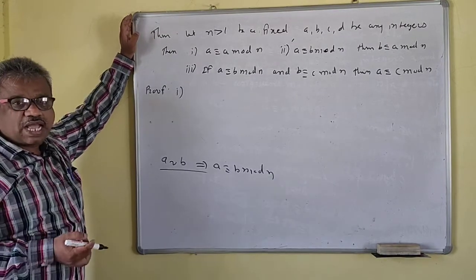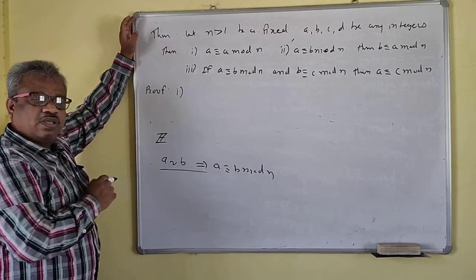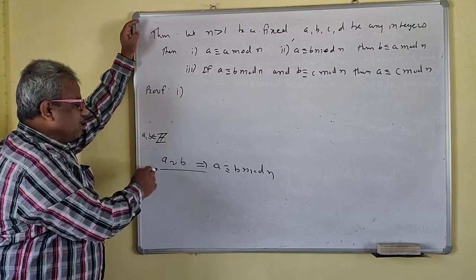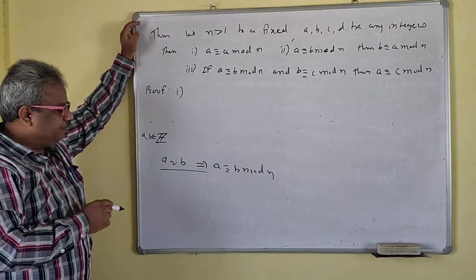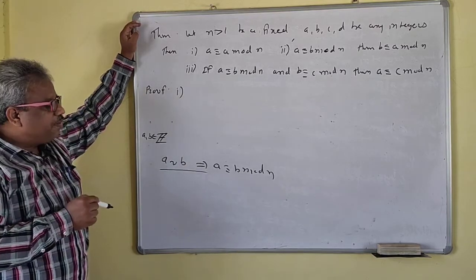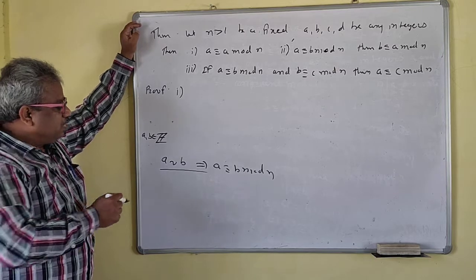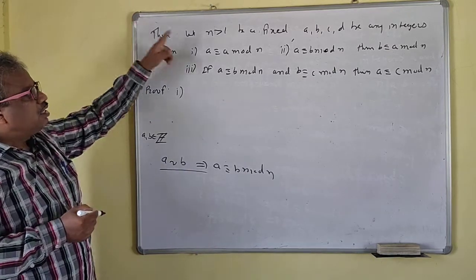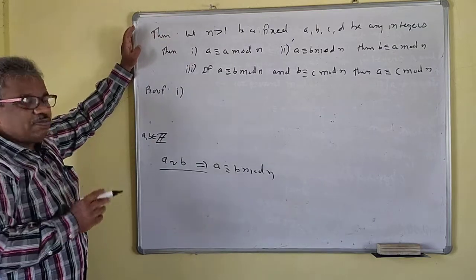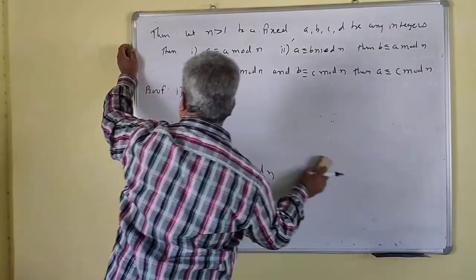So if the question is asked like this: we define the relation on Z, for a, b belonging to Z and n a fixed positive integer, a is related to b if and only if a is congruent to b mod n. Then show that this relation is an equivalence relation. You just have to prove these three, and that will show it is an equivalence relation. Okay, so we'll check how to prove this now.